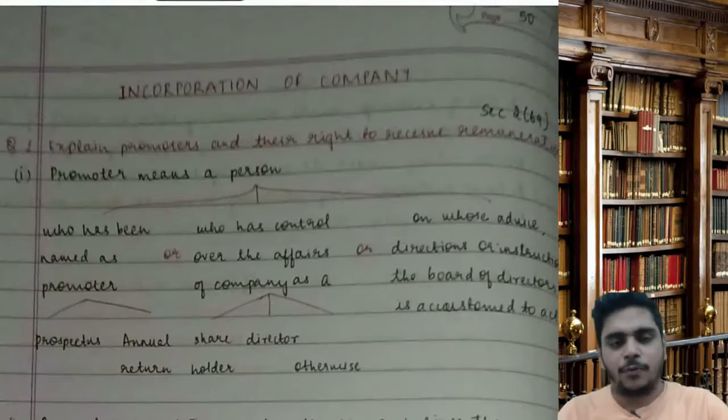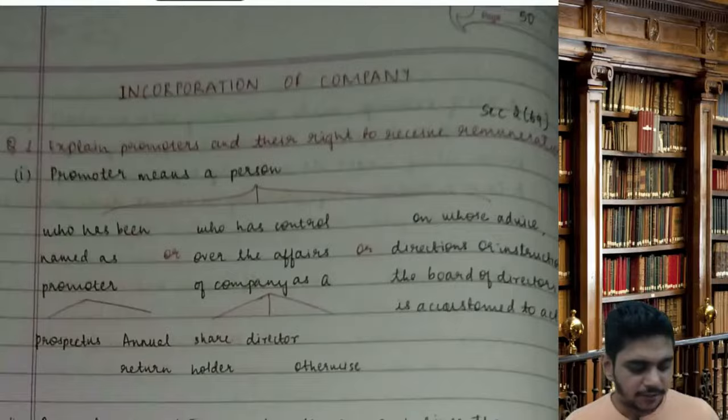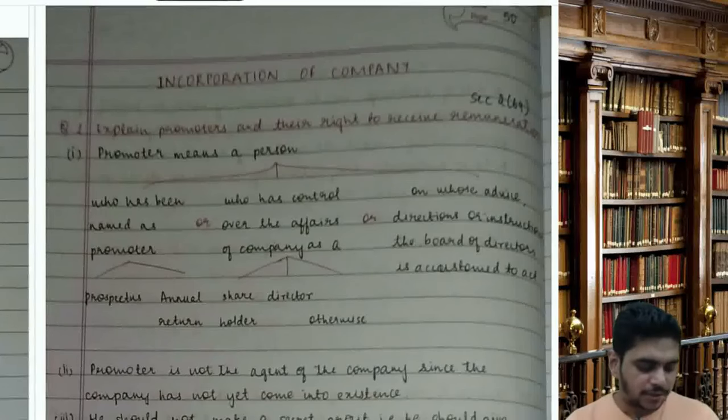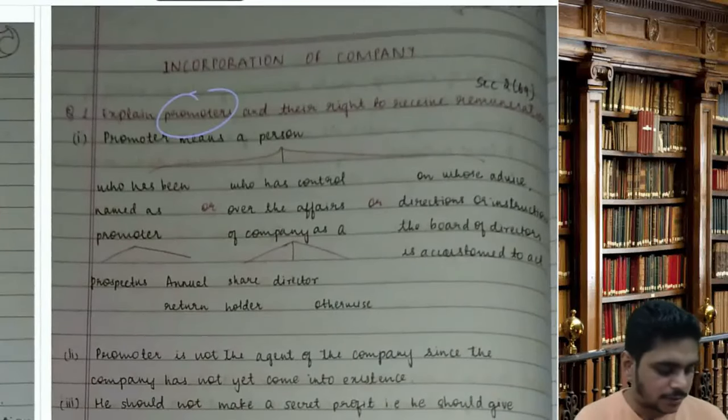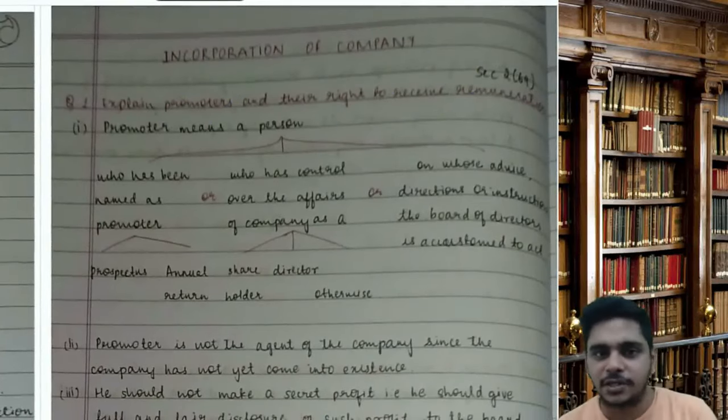Hi guys, what's up? Welcome to the class. So we are now doing incorporation of a company. Incorporation of a company is a very simple unit, but a lot of provisions are there which we need to remember. My first question says: define promoters and their right to receive remuneration.